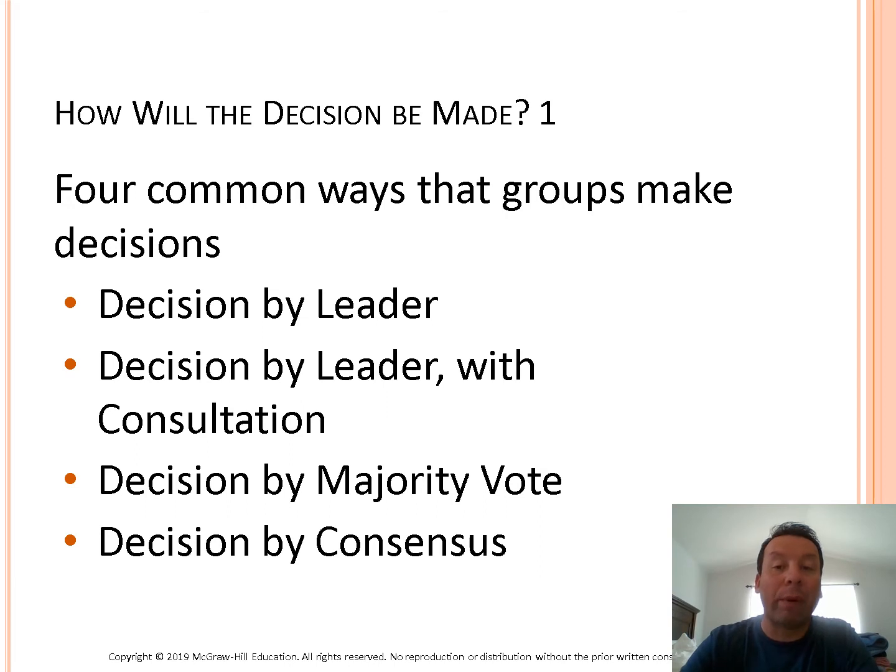Now, there are four common ways that groups make decisions. Okay, you have a decision by the leader, and that usually is a common way of doing things. Think of a CEO of a company, a manager that just decides, hey, we're going to do it this way, right? There's a decision by leader with consultation, where the leader has the final decision, but before they give it, they consult some of the members for advice, and based on some of the advice they get, they will then come out with a decision.